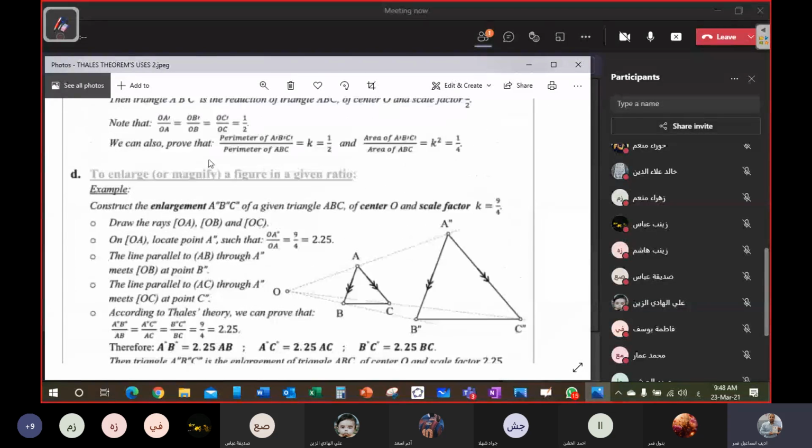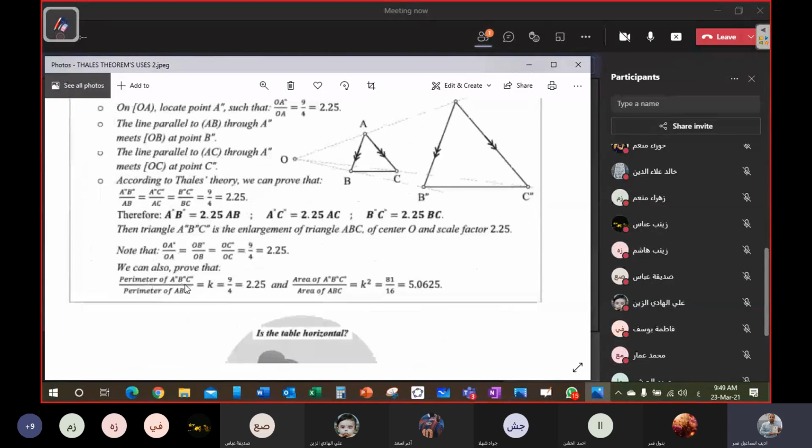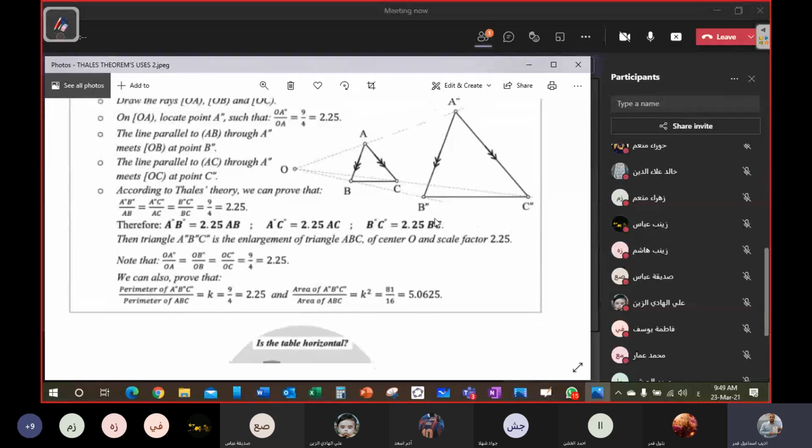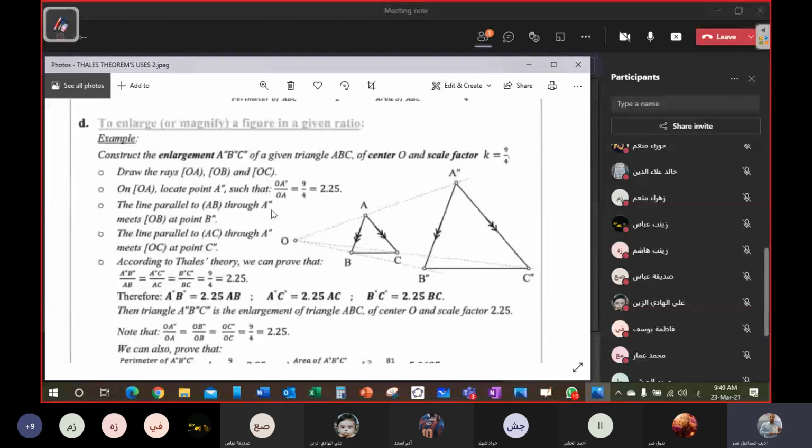This is similar to the reduction case for area and perimeter. Perimeter of the reduction over perimeter of the triangle equals K. Area of the reduction over area of the triangle equals K squared, the same as here. Perimeter of the enlargement over perimeter of the triangle ABC equals K, and area of the enlargement over area of the original triangle ABC equals K squared. Okay, please write all these explanations.